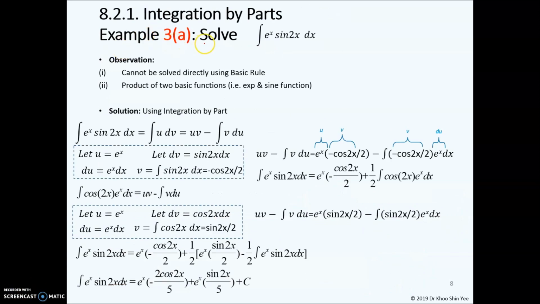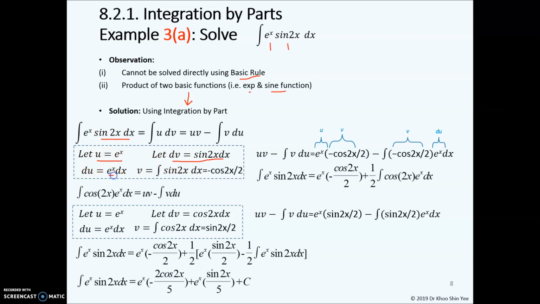This is example 3a. We have to solve this problem, integrate e to the x multiplied with sine 2x. Same observation, we cannot solve it easily by using basic integration rules. And then the integrand is a multiplication between two basic functions. We have an exponential and a sine function here. So in this case, we try to use integration by parts. So let's choose u to be e to the x, and then your dv will be equal to sine 2x dx.